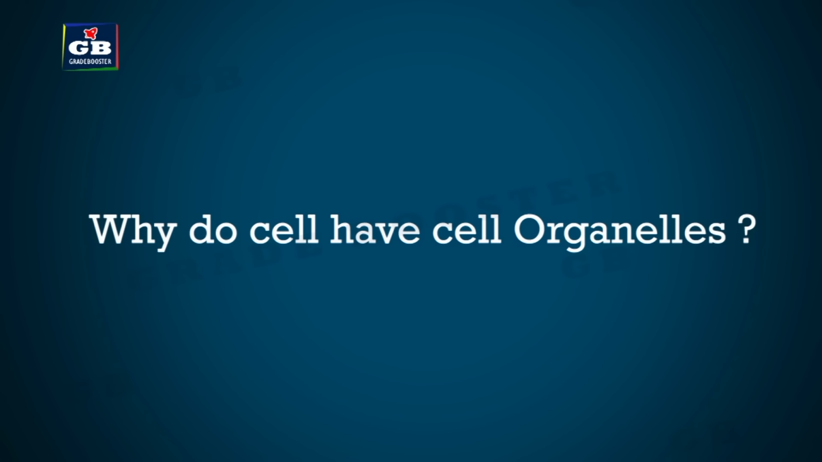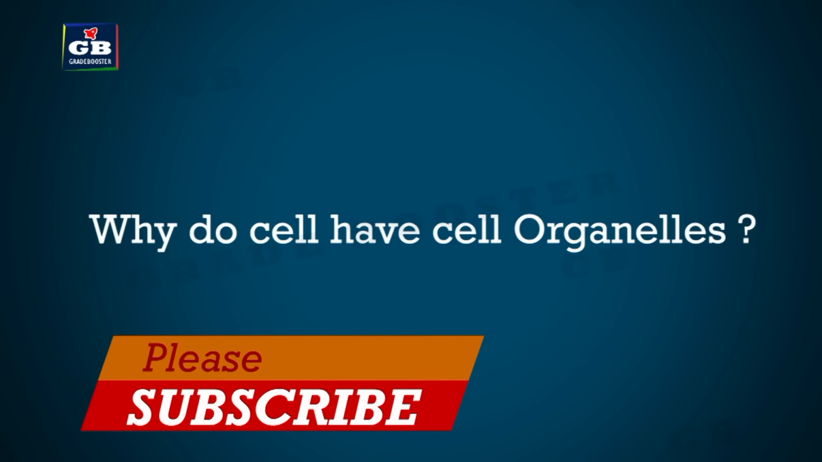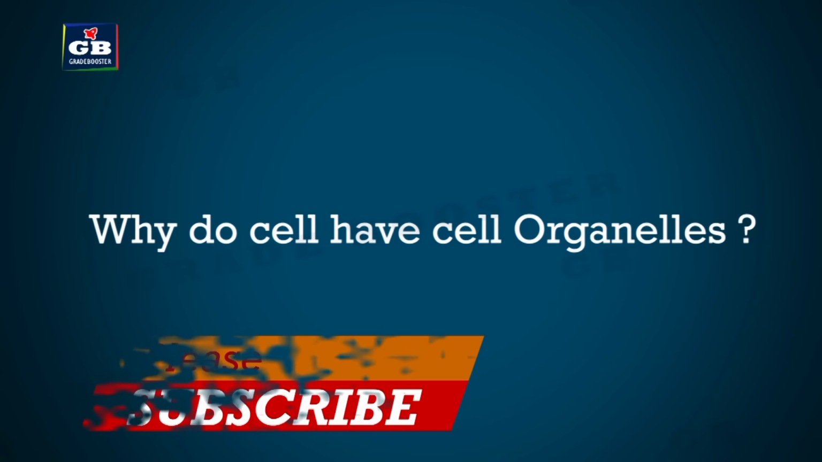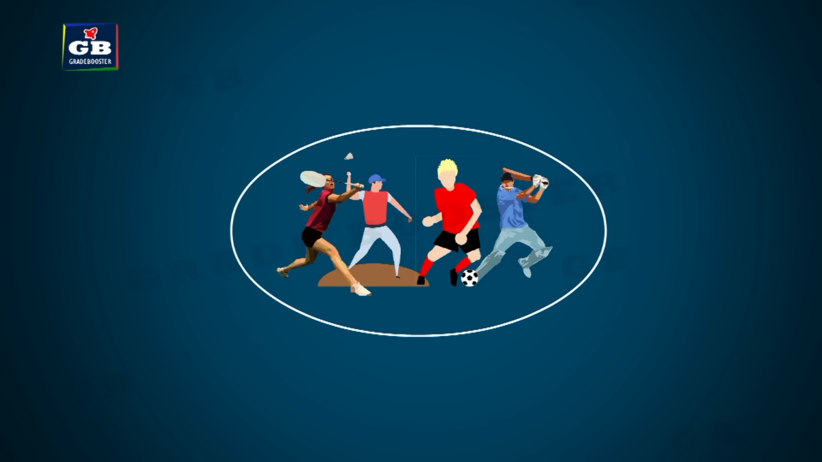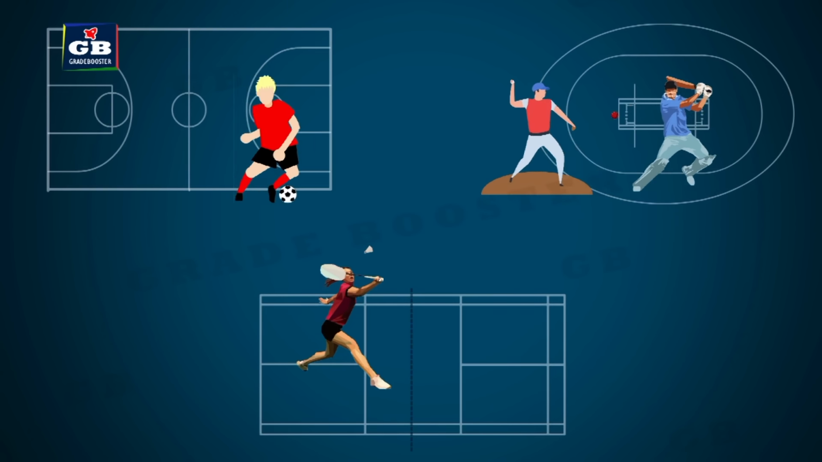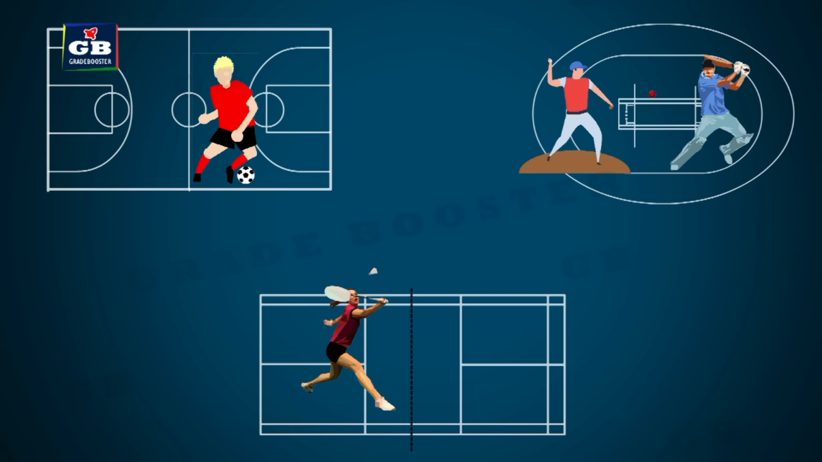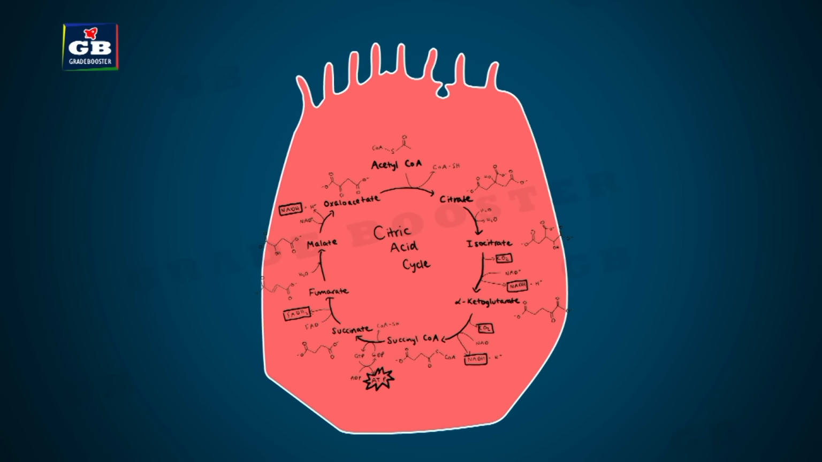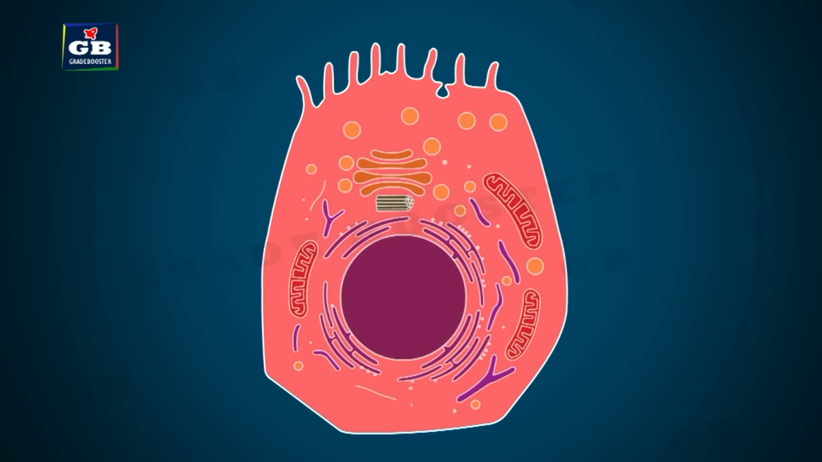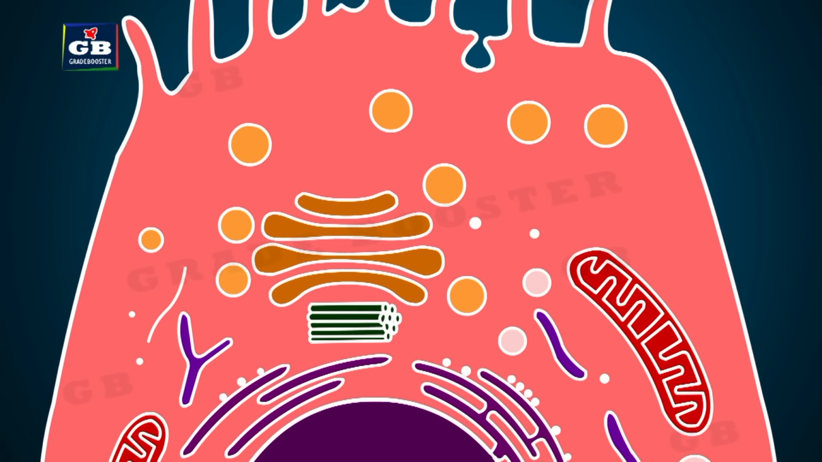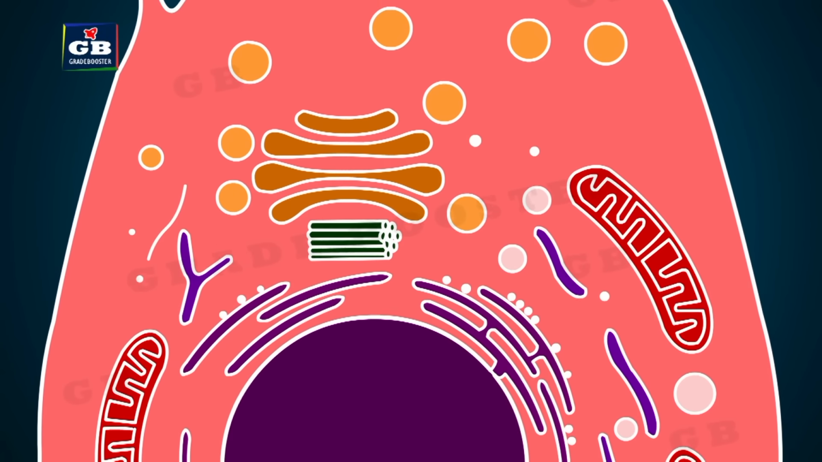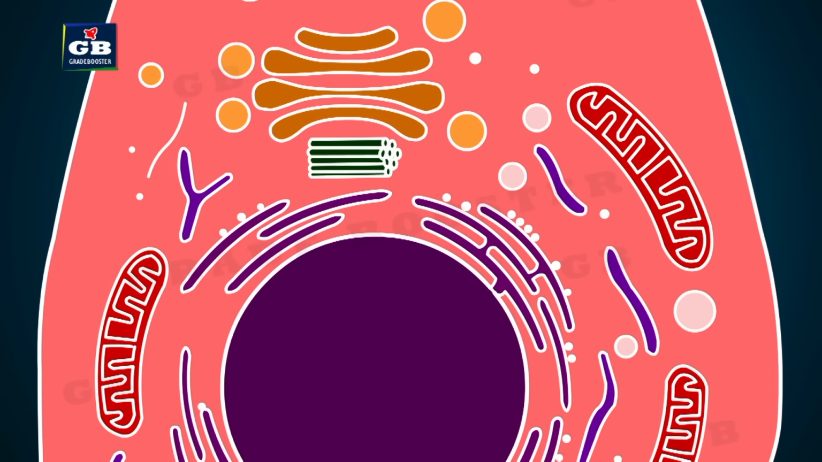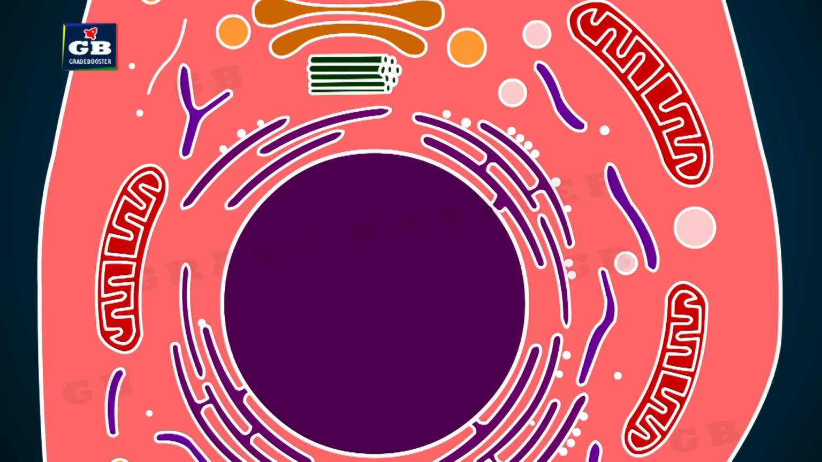Now let's see why cells have cell organelles. Let's find the answer to this question with the help of an example. We cannot play cricket, football, basketball and tennis all together in the same court. Different courts are required to play different games. Similarly, in a cell, a lot of chemical activities take place. Different chemical activities require different conditions and machinery to take place. All reactions cannot take place in the cytoplasm, so they need separate organelles. To keep these chemical activities separate from each other, cells use membrane-bound organelles.